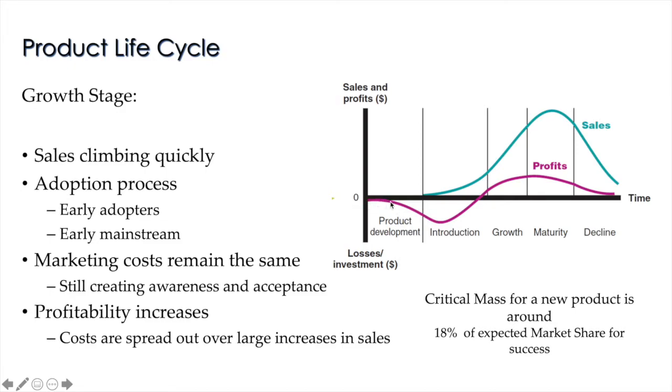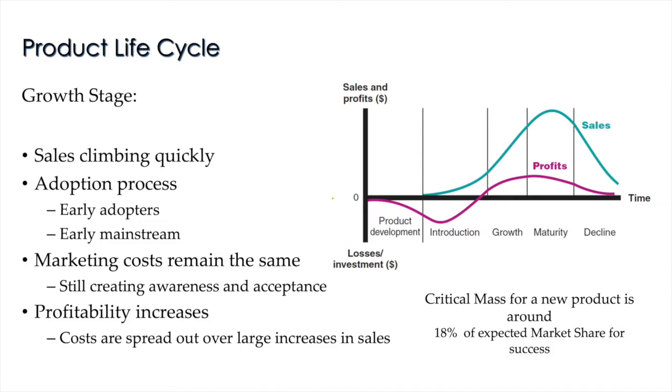Obviously, in the product development cycle, it's not even out there, so we are investing tremendous amounts. It gets a little bit lower in the introduction stage because we're still trying to find distributors and we have tremendous marketing costs. But now we see that vertical rise through profits and, of course, through sales. Marketing costs are still high because we're still creating that awareness and getting that buzz, and of course starting profitability.